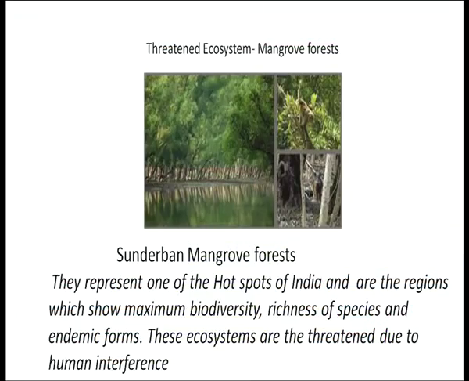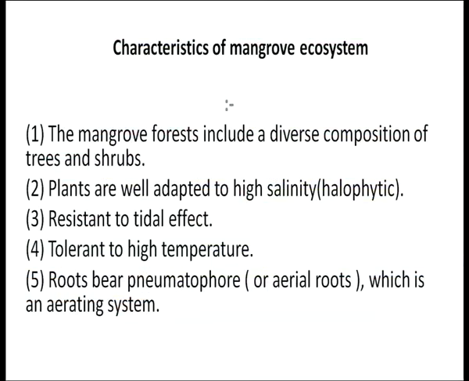Sundarban mangrove forests represent one of the hotspots of India and are a region that shows the maximum biodiversity, richness of species and endemic forms. These ecosystems are threatened basically due to human interference. The mangrove forests include a diverse composition of trees and shrubs. The plants are well adapted to high salinity, resistant to the tidal effect, and tolerant to high temperature.